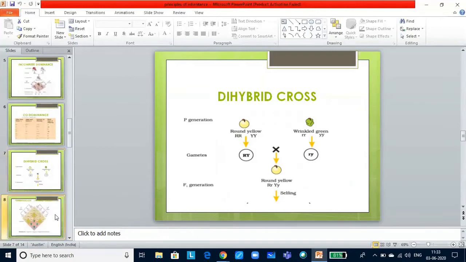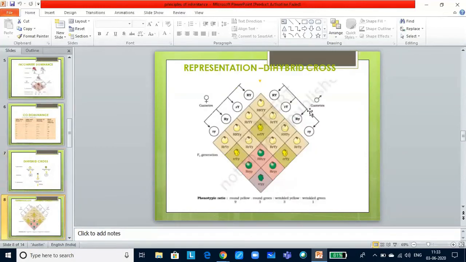Now let us see how the dihybrid cross ratio goes. If you look at the working here, you will see at the end, round yellow is 9, round green is 3, wrinkled yellow is 3, and wrinkled green is 1. That means round yellow and wrinkled green, the parental types, are seen. Round green and wrinkled yellow are newly formed combinations, and they are called recombinants. So the genes are combining amongst themselves in an independent manner, and there is an assortment of the genes.